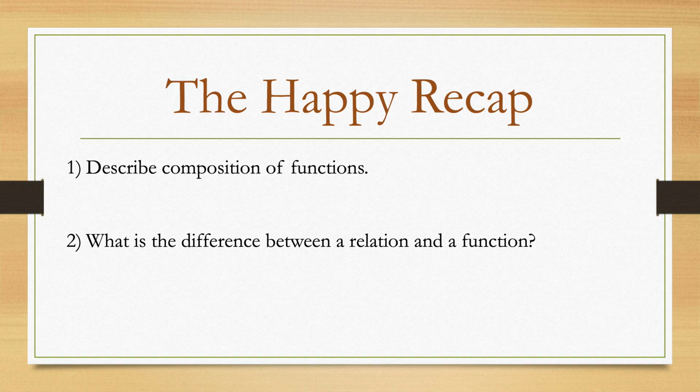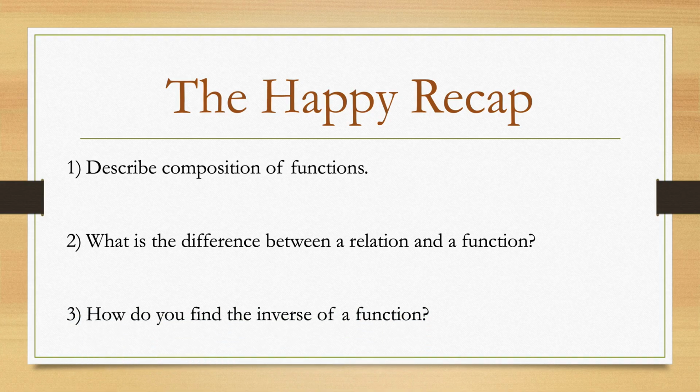Pretty simple. In a function, every single domain element has to have one and only one output. You cannot have 2 different outputs. The output has to be unique. Okay, number 3, how do you find the inverse of a function? Switch the x and y, solve for y. All right, that's the end of video 2 for lesson 17.